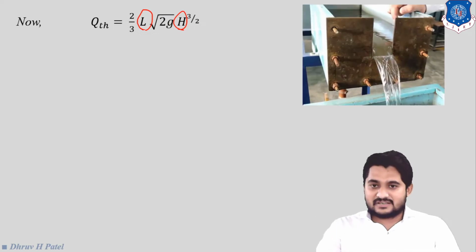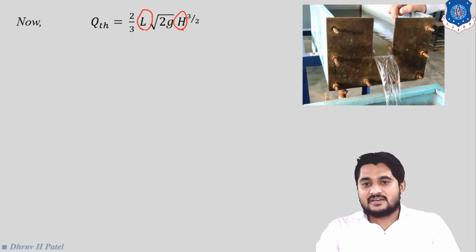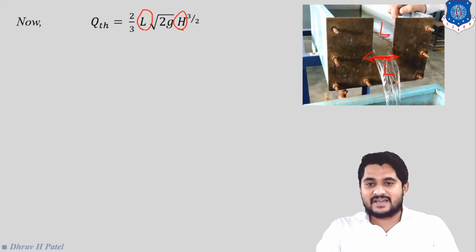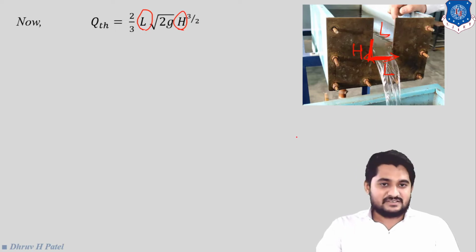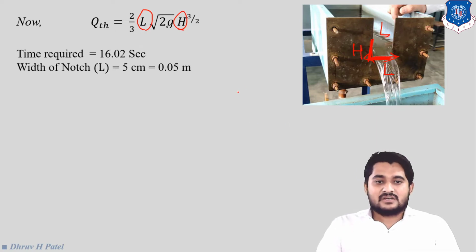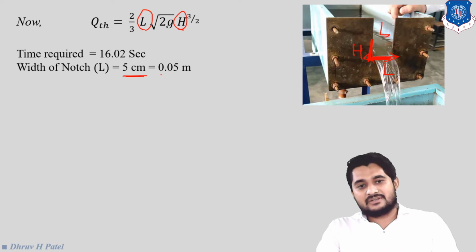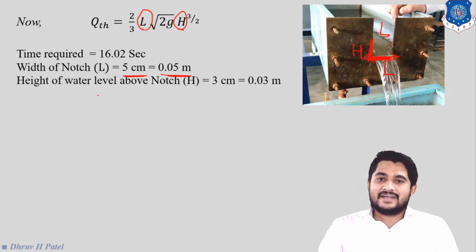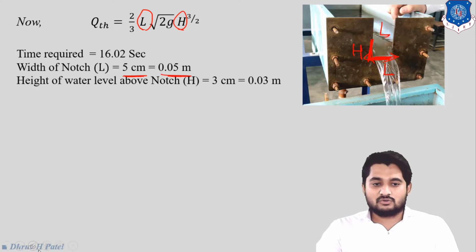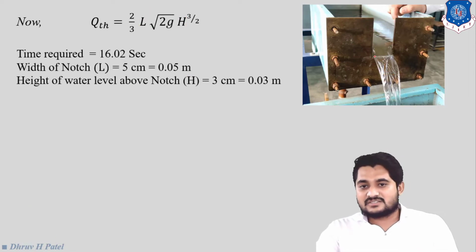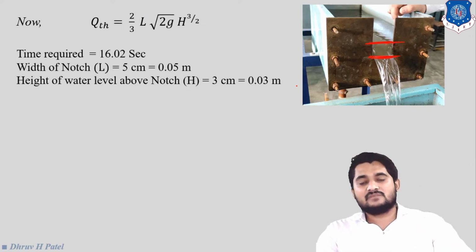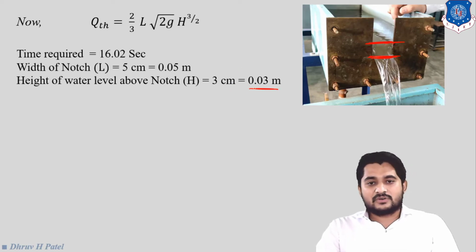So first of all, this is an actual image of the practical setup, right? So this is indicating the width, or we can say length, of the notch, right? We can say this is L, and this height above the notch level is indicating our H, right? So from the experiment, we got the length of the notch is 5 centimeter, or we can say the width of the notch is 5 centimeter, so 0.05 meter, and the height of the water level, this is the water level above the notch, right? Yes, this is our water level above the notch. This is the notch base level, and this is the water level above the notch, that is 3 centimeter, so 0.03 meter, right?